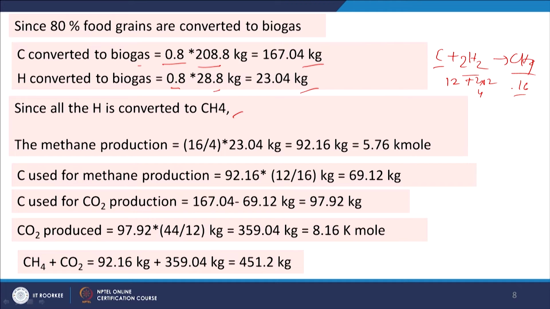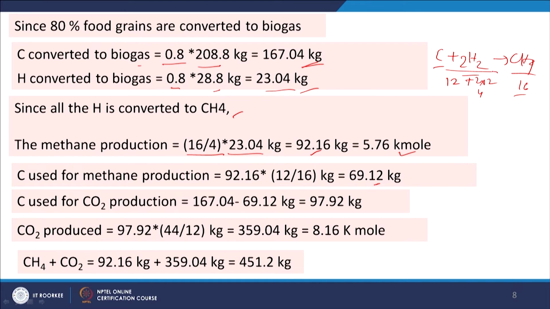So, now we are using this hydrogen, 23.40 kg. So, this into 16 divided by 4 will be the methane production. That is equal to 92.16 kg or 5.76 kilomole. Now, carbon used for methane production: carbon converted is this much, and this many kg of carbon is used for methane production.